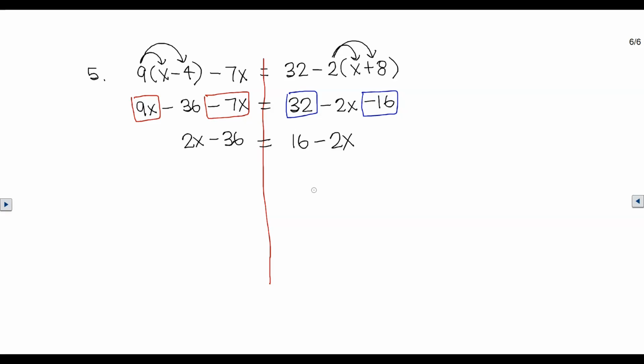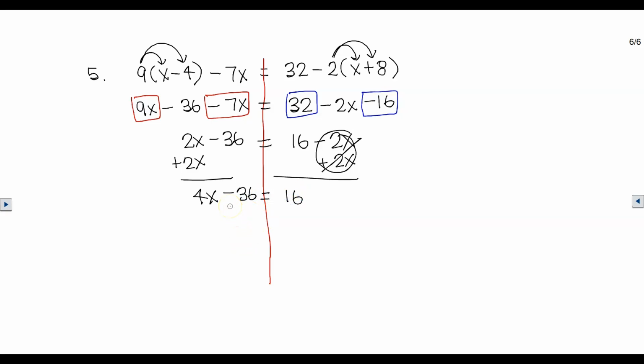All right, now we are going to do step 3 and cancel our smallest variable. We have 2x on one side, we have negative 2x on the other. Negative 2x is the smallest, so to cancel him out, we will do the opposite and add 2x to both sides. Notice these two will cancel because they're opposites. These two will not. You're doing 2x plus 2x. That'll be 4x minus 36 is equal to 16.